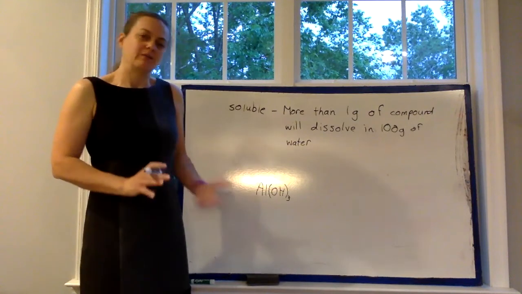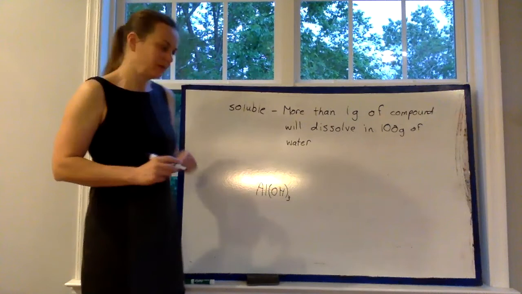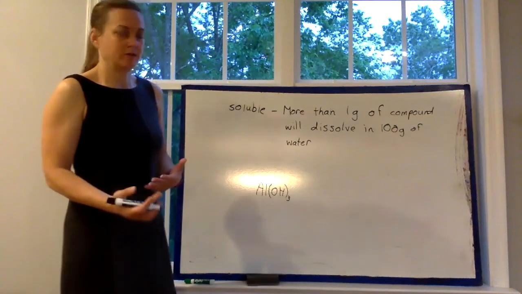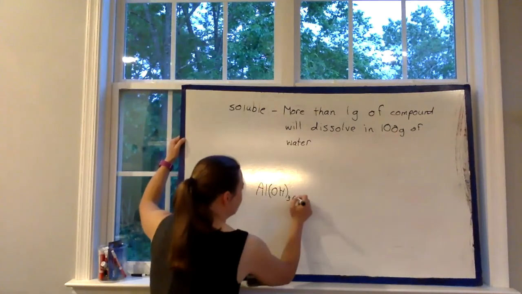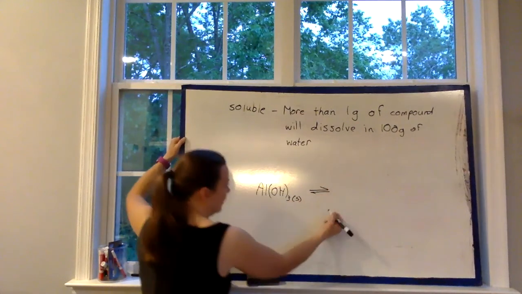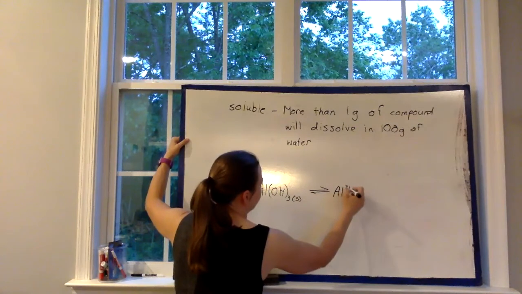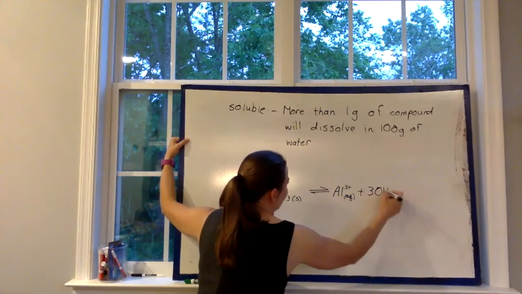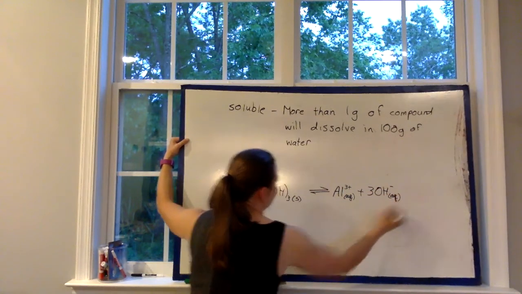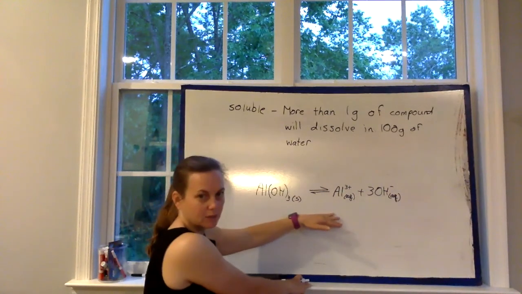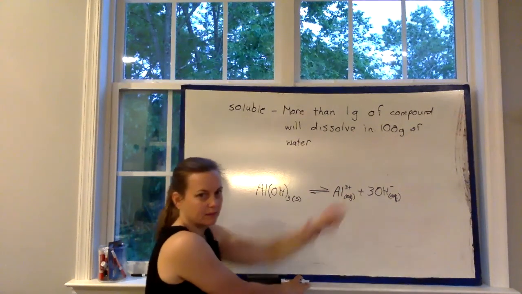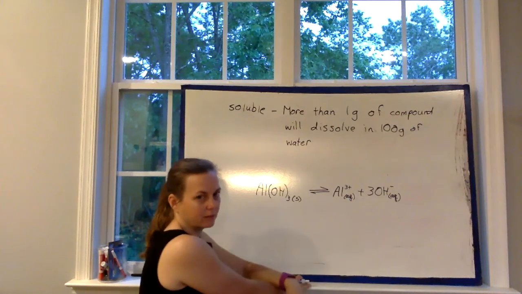But what we find is that if we put this in water, just a tiny, tiny bit of it will dissolve. And because it's an ionic compound, when it dissolves, it dissociates. So this solid, when placed in water, is going to dissociate and give us aluminum ions and hydroxide ions. But since there are 3 hydroxide ions, it's going to give us 3 hydroxide ions. So make sure that when you write these dissociation reactions, you bring this subscript out in front as a coefficient, because that's not 3 hydroxide ions stuck together. It's 3 hydroxide ions floating around independently in solution.